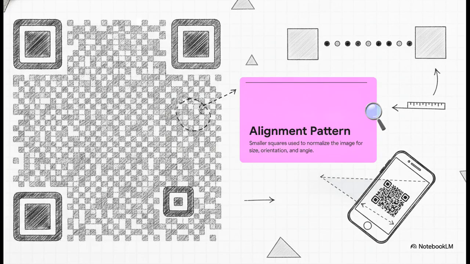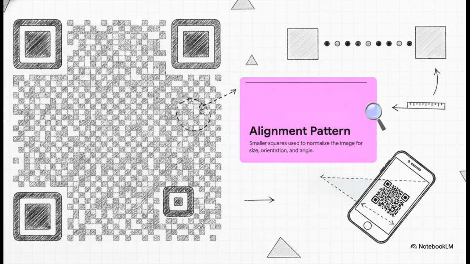Along with those big finder patterns, the code relies on a few other really clever structural guides. If you look closely at a larger QR code, you're going to spot some smaller concentric squares near the bottom right. These are alignment patterns, and they're used to mathematically correct for extreme angles or perspective skew. But even more clever are the timing patterns. These are tiny rows of alternating black and white dots connecting the big anchors. Think of these as a digital metronome, or maybe a ruler.